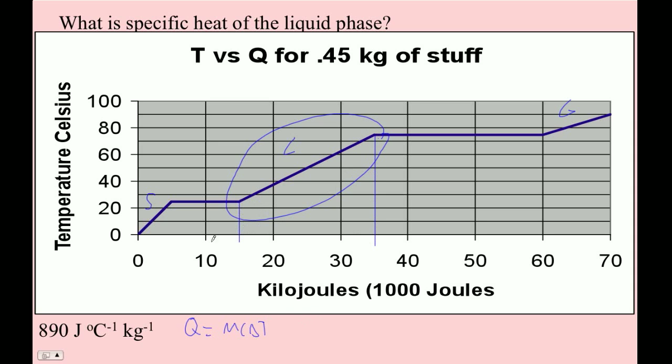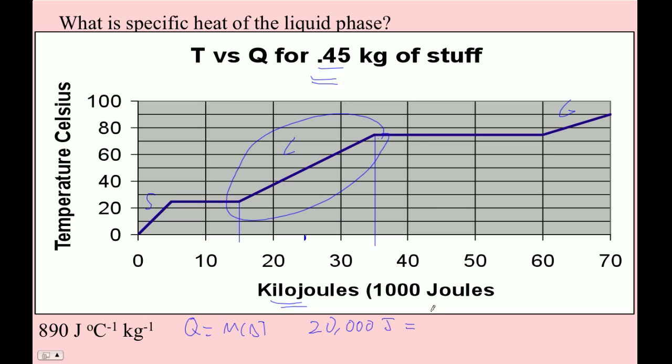Now, if we believe these are right in the middle, right? This is 10,000 joules, is that right? Is that 20,000 joules? Because these are kilojoules. These are all thousands of joules, right? So from 35 to 15 kilojoules is 20 kilojoules, is that right? 20,000 joules, equals the mass.